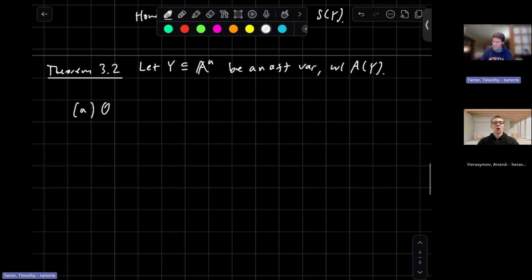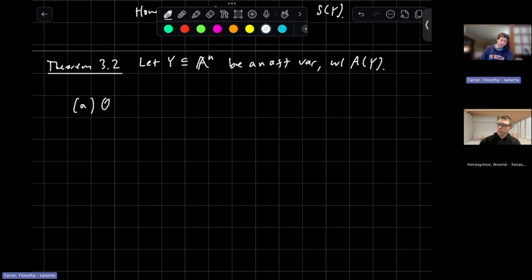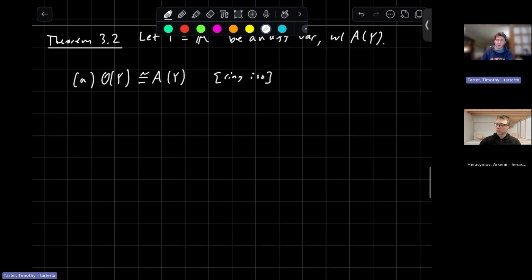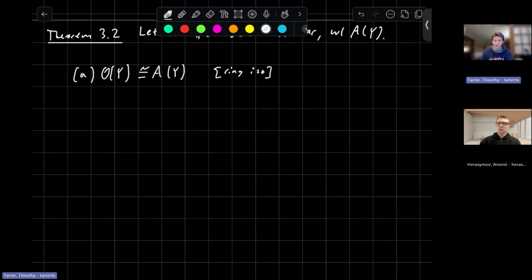We have Y is an affine variety with an affine coordinate ring A(Y). Then the ring of regular functions is isomorphic as a ring to A(Y). The reason I say ring isomorphism is because we have the isomorphism of varieties versus the isomorphism of rings versus the isomorphism of categories. There's a lot of morphisms floating around, and all of them have different embedded structure, so it's really important that we specify here.